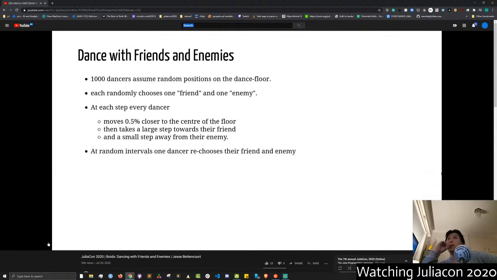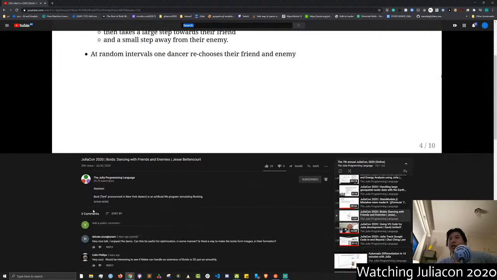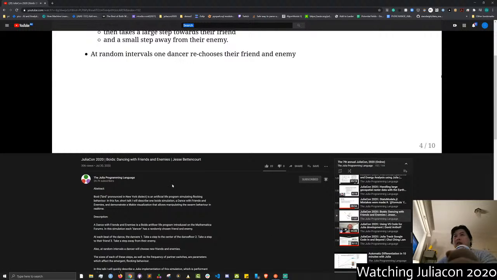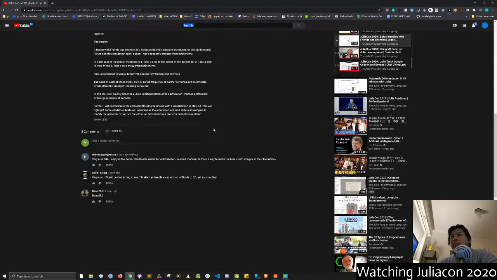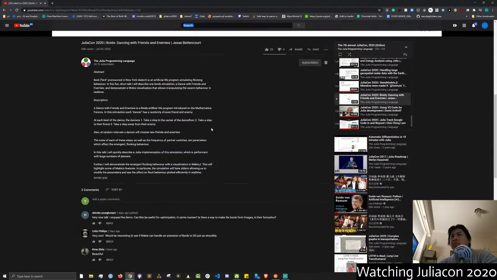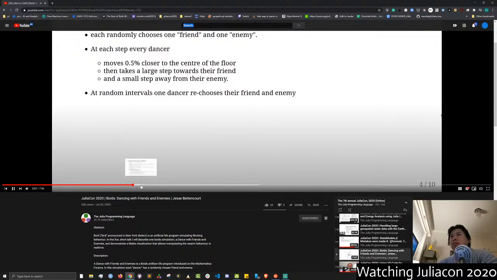1,000 dancers assume random positions on the dance floor. Each randomly chooses one friend and one enemy. And at each step, every dancer moves a little bit closer to the center of the floor, takes a large step towards their friend, and a small step away from their enemy. Also, at random intervals, one dancer will re-choose their friend and their enemy.